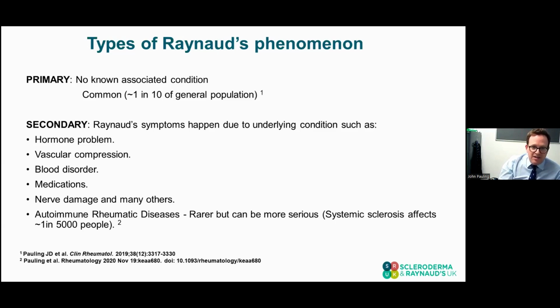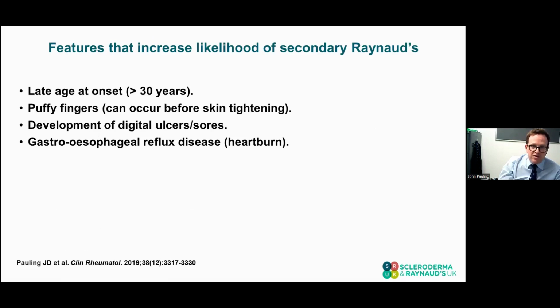And then, certainly from my perspective, the most important group of conditions that can lead to secondary Raynaud's are the autoimmune rheumatic diseases. Thankfully, these are very rare diseases, but they can be serious. Systemic sclerosis, for example, affects about 1 in 5,000 people, or 200 people per million. So when you compare that to primary Raynaud's, which affects 1 in 10 of the general population, you can see that these are by far the rarer group of people, but they're the group that we want to pick up on as early as possible. So what are the features that increase the likelihood of somebody having secondary Raynaud's?